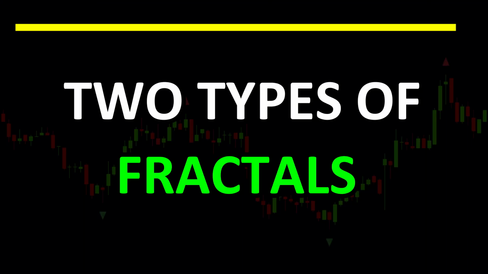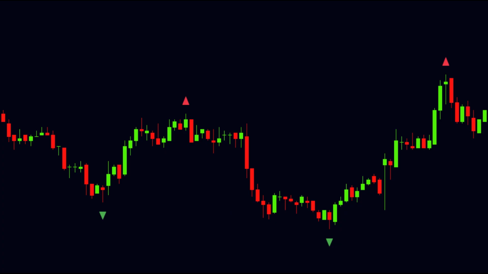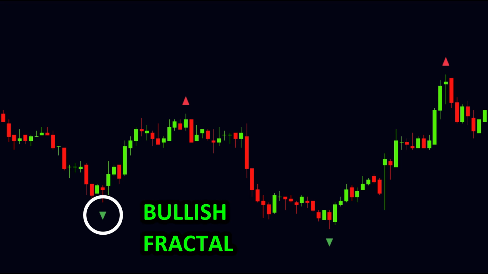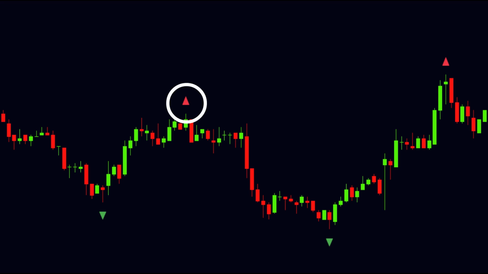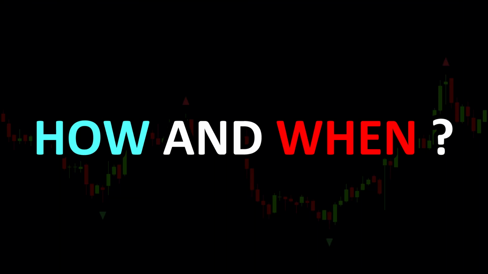There are mainly 2 types of fractals. This arrow, which is green in color, is called the bullish fractal, and this arrow, which is red in color, is called the bearish fractal. Let us find out how and when these fractals are formed.